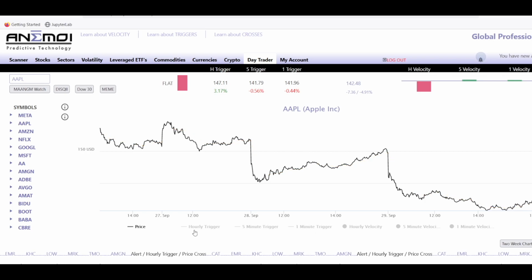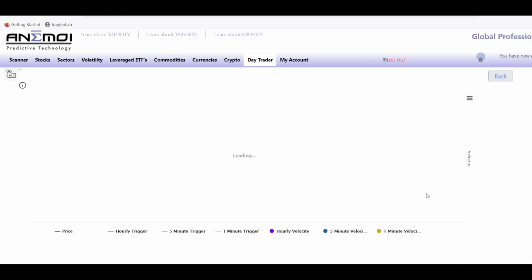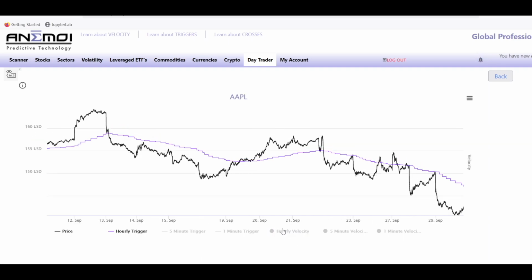Now for swing trades, the hourly trigger is most important. In short, it's basically buy above the hourly trigger and sell below the hourly trigger. That part's fairly straightforward and fairly simple. And if trading just like that, you're bound to make some significant profits. If you want to cut out all the other noise, let's just take a look right here.